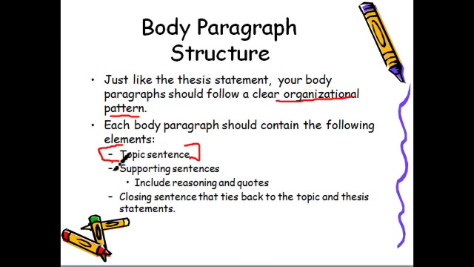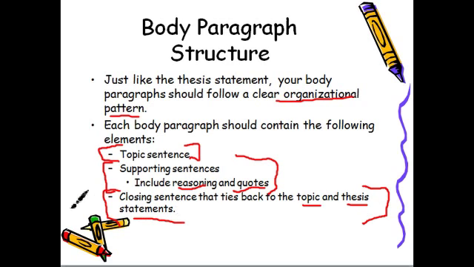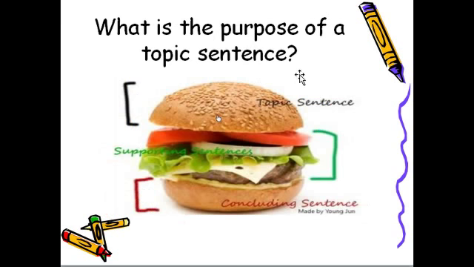First, it should begin with a clear topic sentence, followed by clear supporting sentences. In this area is where you will include your reasoning and quotes. And then finally, each body paragraph should end with a solid closing sentence that ties back to the topic sentence and your thesis statements. Now that you've seen a brief overview of the structure of a body paragraph, let's discuss it in more detail, beginning with the topic sentence.